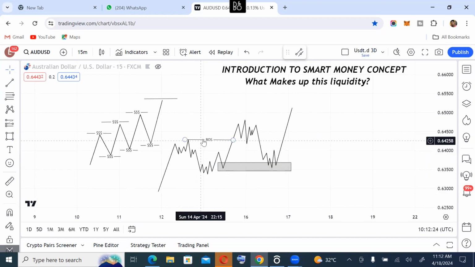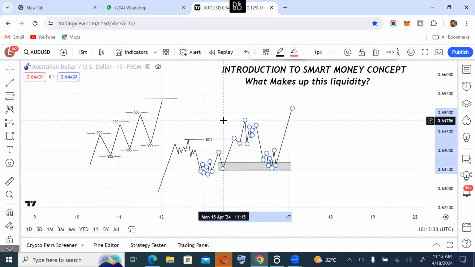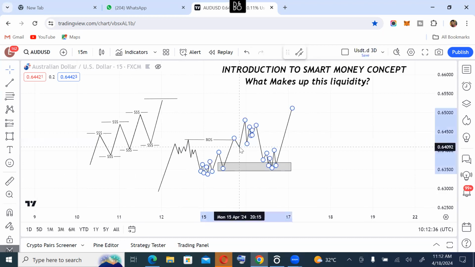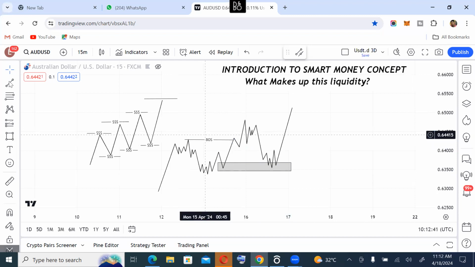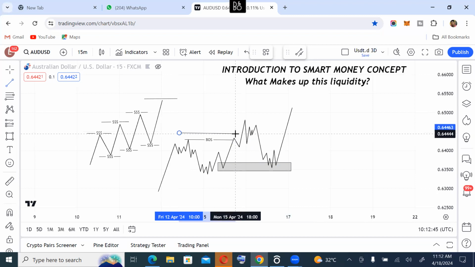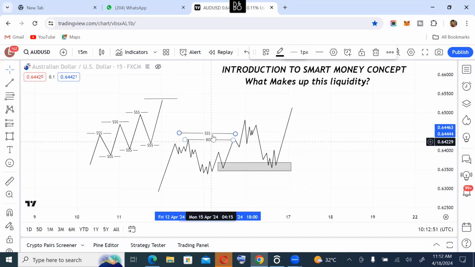Now, liquidity has been swept off from here because retail traders will see this as a double top. So they will put their stop loss here. Guess what? Price will take them out. Come down again, and retest a key level, which is your point of interest.